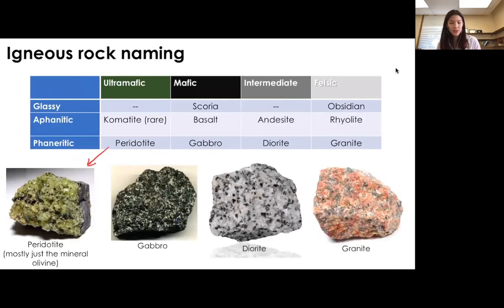However, as the composition changes towards mafic, we keep some of the green olivine, but we start to intersperse it with pyroxenes that are a little bit darker in color. And so we get this dark, coarse-grained rock called gabbro.